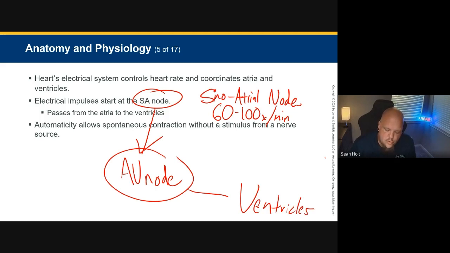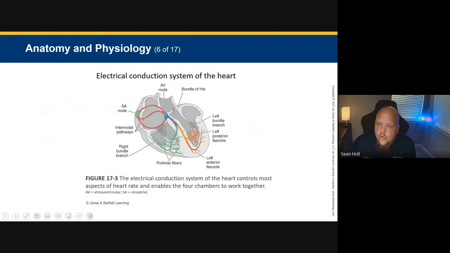Okay, so automaticity allows spontaneous contraction without a stimulus from a nerve source, meaning the heart doesn't need the brain to tell it when to contract, okay, or when to send that electrical signal. That will make sense whenever we start to watch the electrical flow a little bit later in that virtual view that I'm going to show you, okay? But here is an outline of really what that electrical pathway looks like, okay?